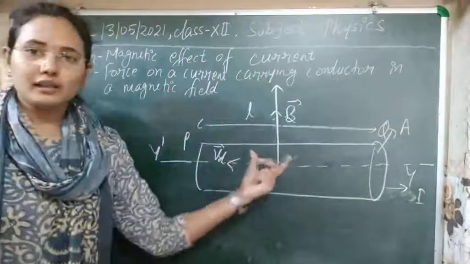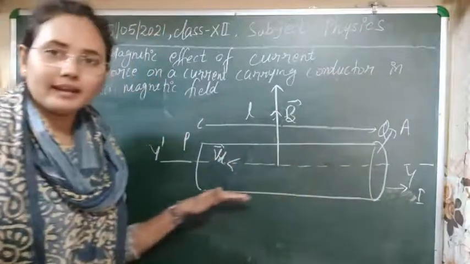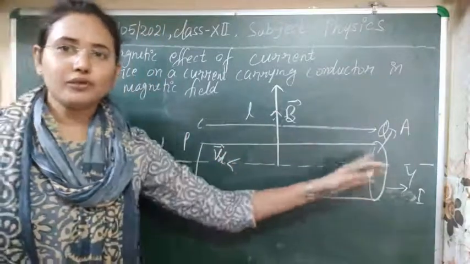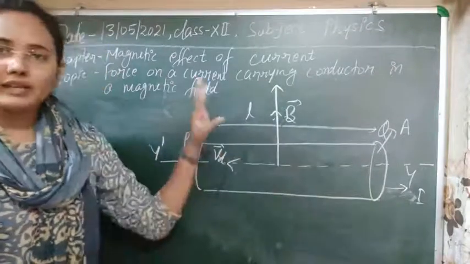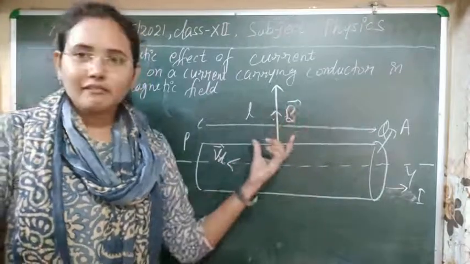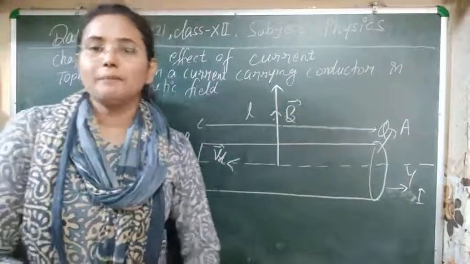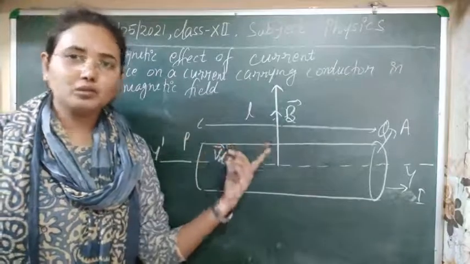Now these two things that we have taken: a current carrying conductor in which current I is flowing due to drifting of electrons from Y to Y dash, and we have kept this whole conductor in a magnetic field, and the direction of drifting of electrons is perpendicular to the magnetic field.